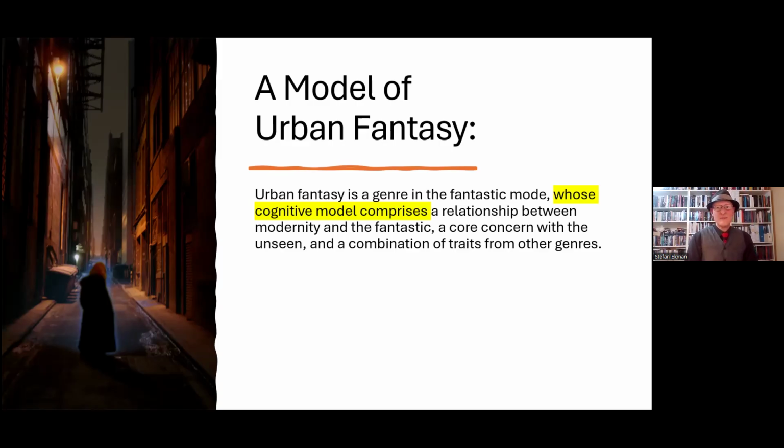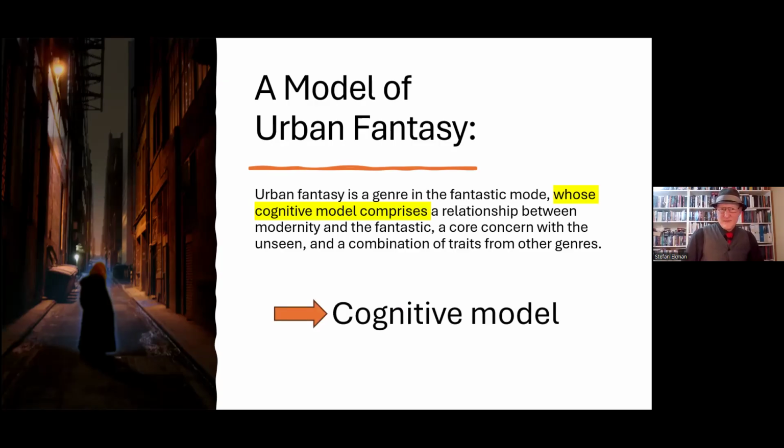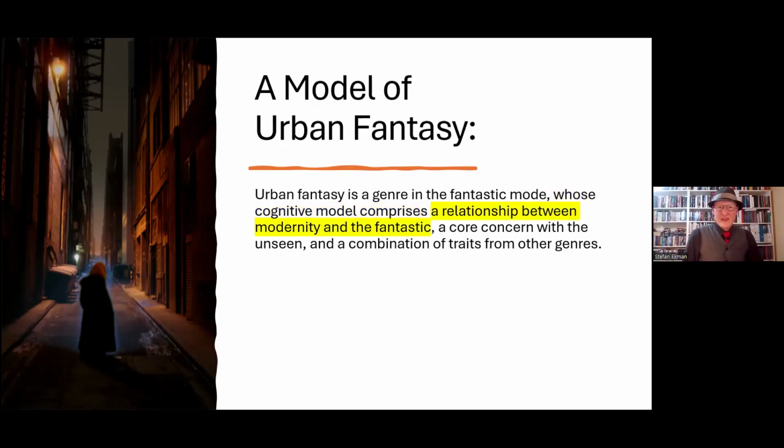That also means that my view of what is typically urban fantasy is going to be different from other people's views, but hopefully there might be similarities. So the cognitive model, and not a definition. This cognitive model then consists of three parts.